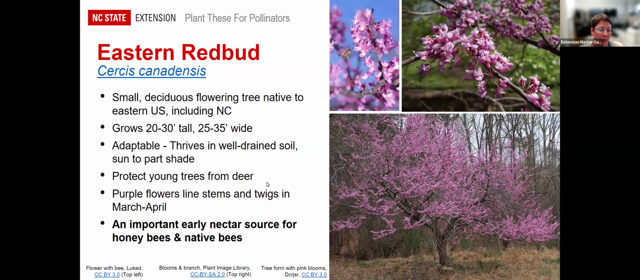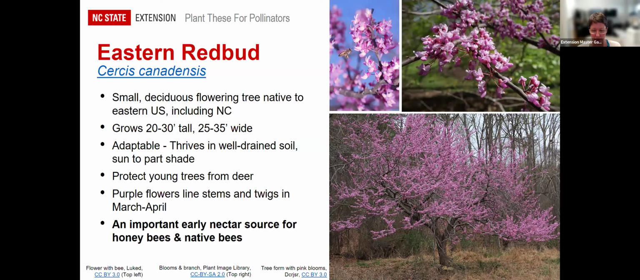The one thing you do need to look out for are deer. They love it. So young trees, especially that are in the range of deer feeding, you'll want to protect them. And you can do that with some wire fencing around it. It can be very effective for protecting them until they get up tall enough to not be right there at mouth level for deer. And these beautiful purple flowers line the stems and even come out on the larger trunks.